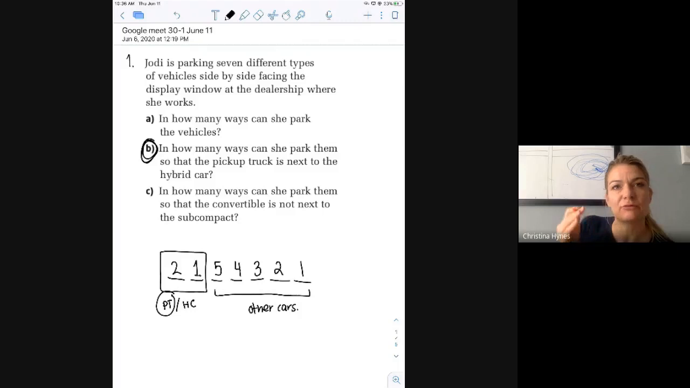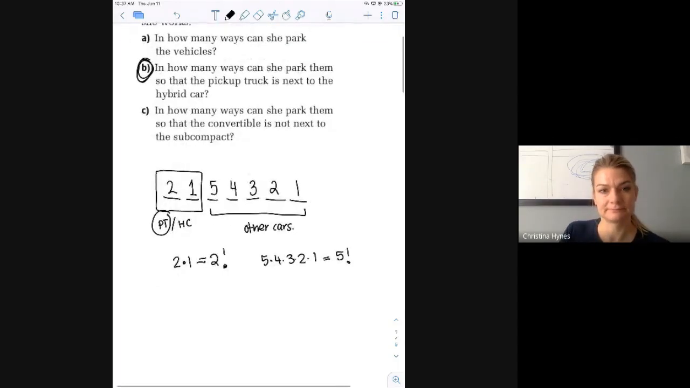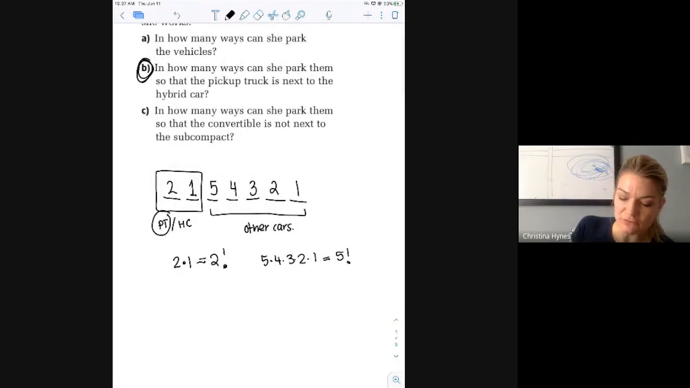So whenever we count down from a number all the way to 1, those are represented by factorial. So 2 times 1 is the same as saying 2 factorial. And then 5 times 4 times 3 times 2 times 1 is the same as saying 5 factorial. Okay, so far we have that.